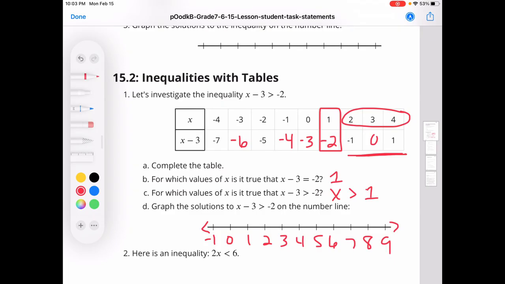So if x has to be greater than 1, then I know that my circle would go at positive 1. And since my symbol is greater than and not greater than or equal to, then my circle stays open, so I don't fill my circle in. And I know that everything greater than 1 would be true, so my arrow would go this direction.